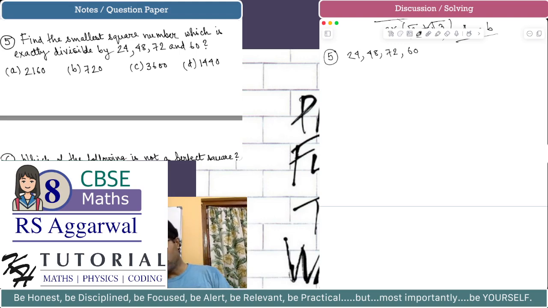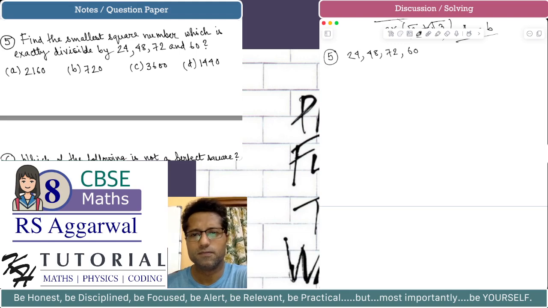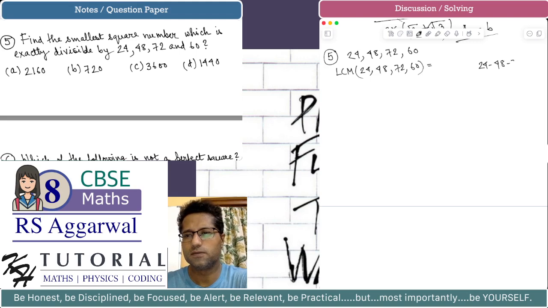Now first we find what is the least number which is divisible by all these numbers, and that least number is the LCM, least common multiple. So we have to find first the LCM of 24, 48, 72 and 60. So let's find out what is the LCM of 24, 48, 72 and 60. So let's divide by 6, we have 4, 8, 12, 10.